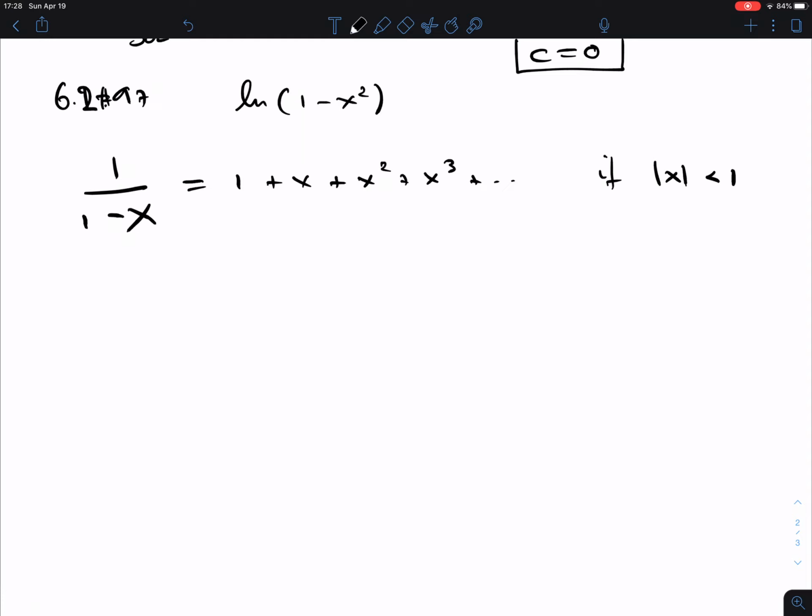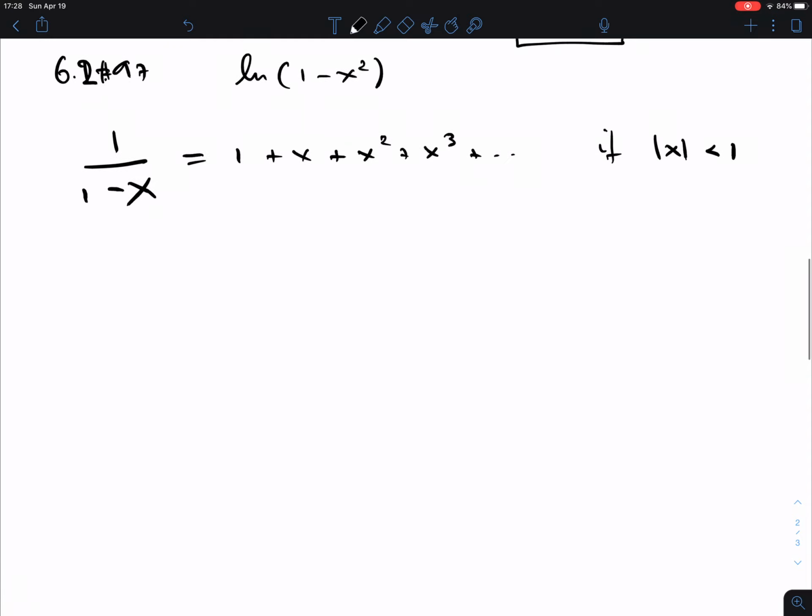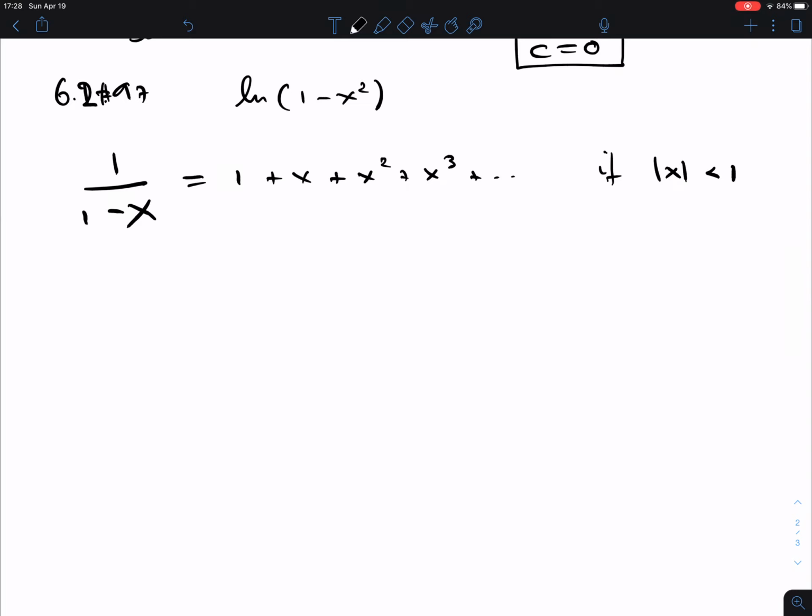Now, ln(1 minus x squared) is not really the same thing. In fact, I cannot immediately get from here to there. I have to do an intermediate step, and that is perhaps the difficulty with this kind of question. And on a test or a quiz, I will help you. So what I would say is, before you find this, find a series for this guy.